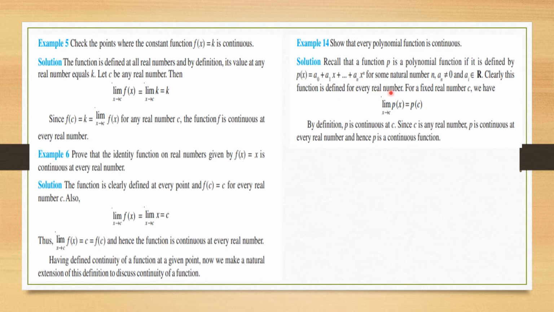Now in this case also, let us see if a fixed real number c is there. So you know what p of c is. You can check from here what the value of p of c turns out to be, and similarly the limit as x approaches c of p of x will also be the same as the value of p of c. I'll put here p of c, it will be like a0 plus a1c plus, and so on. And p of c is also behaving the same. So we get that every polynomial function is continuous for every real number.